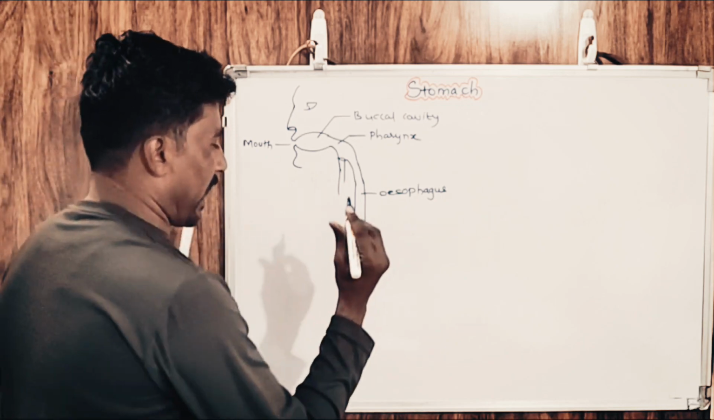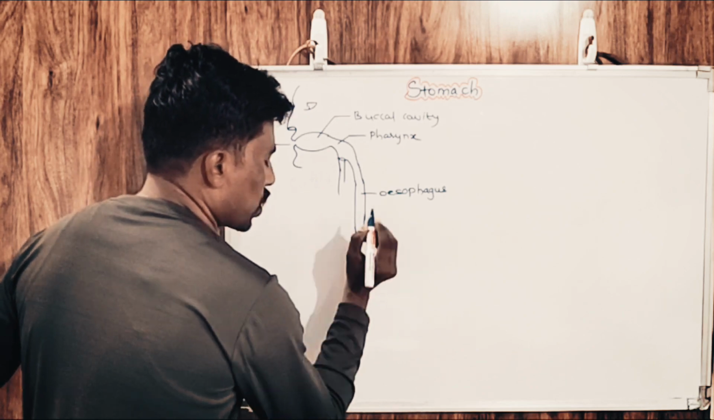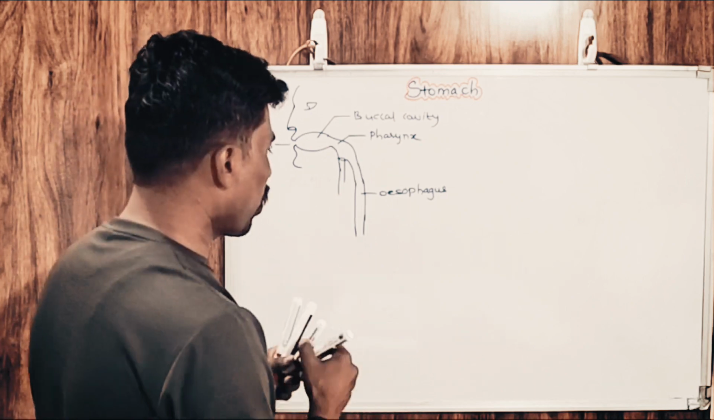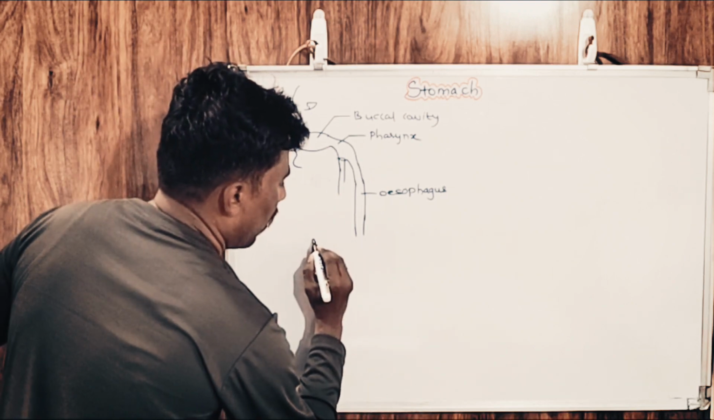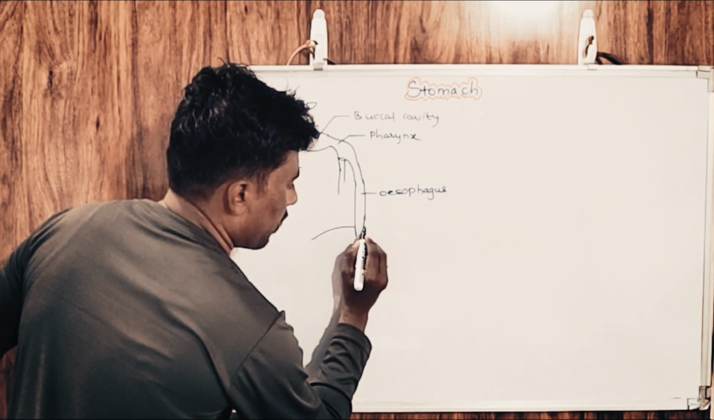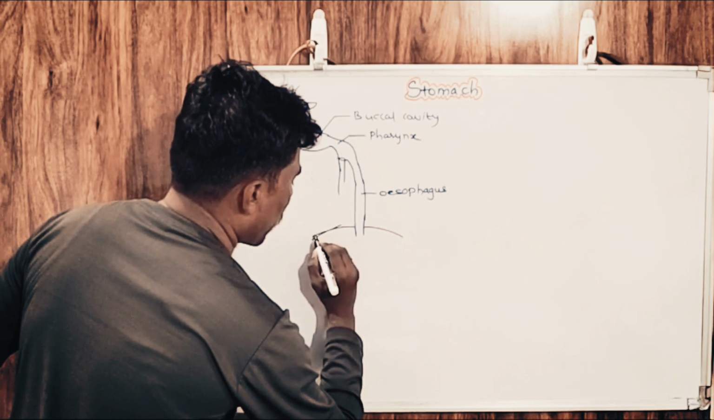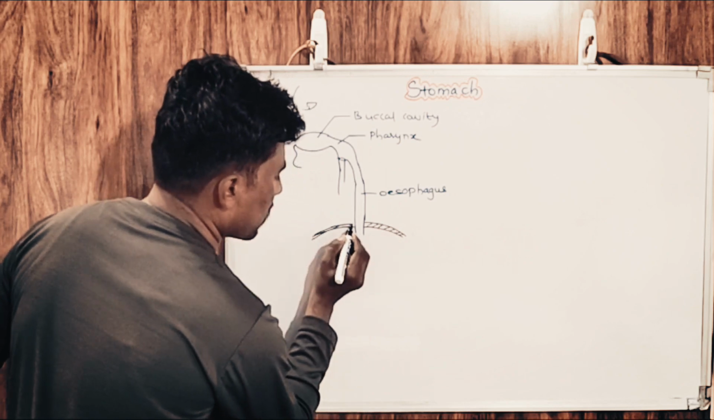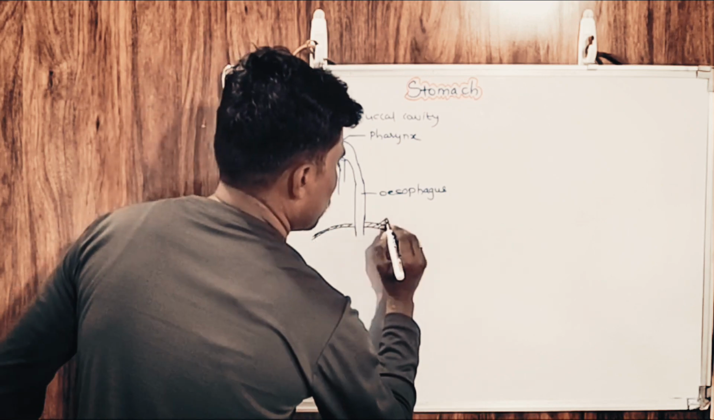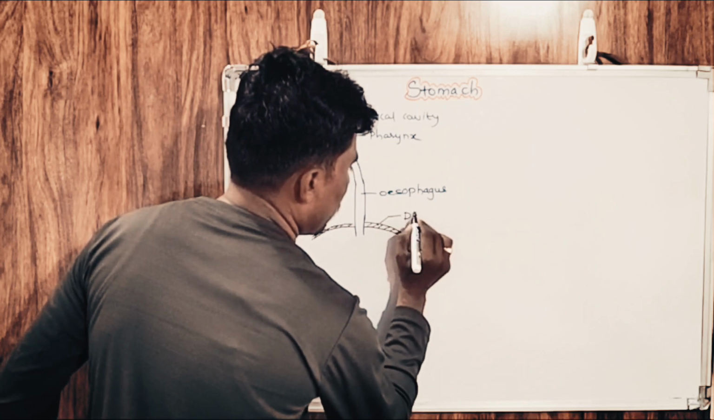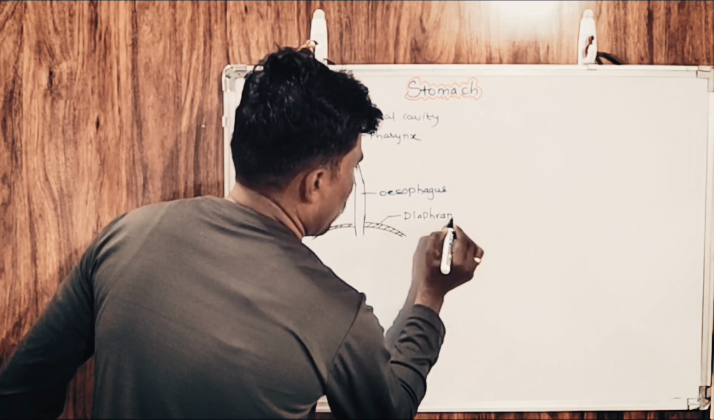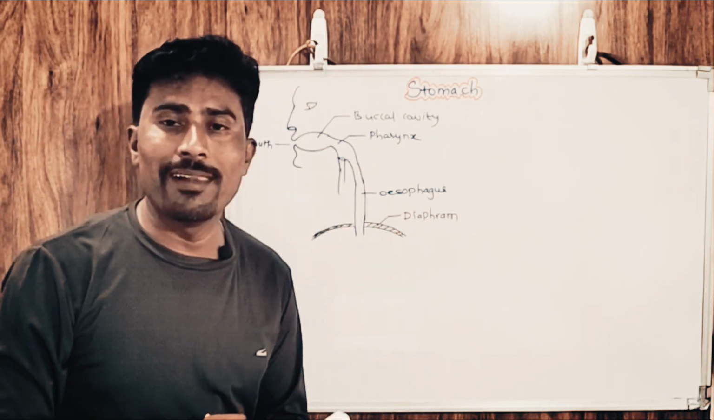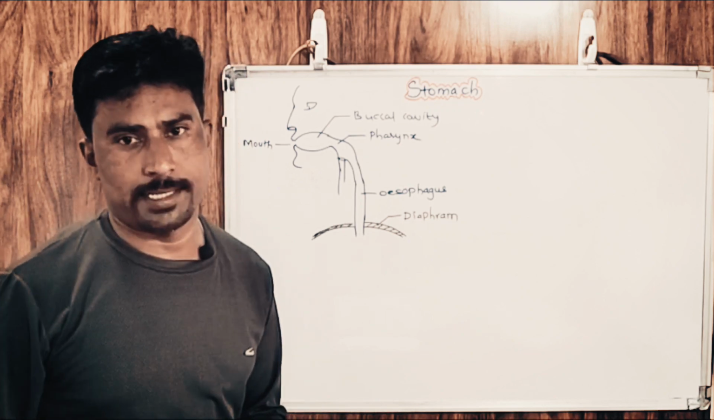Whatever this esophagus is, students, it actually enters the diaphragm. As you know, all mammals have a muscular separation. This dome-shaped muscular structure I have drawn here is known as the diaphragm. What is the role of the diaphragm? We are going to understand it when we learn about the breathing process.